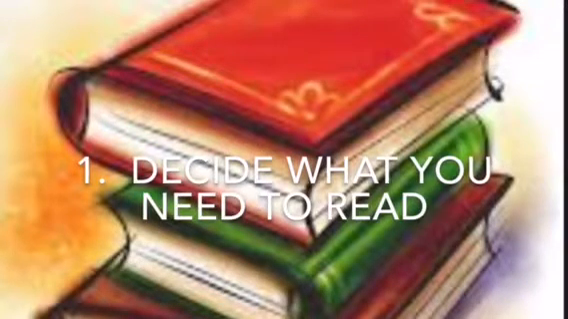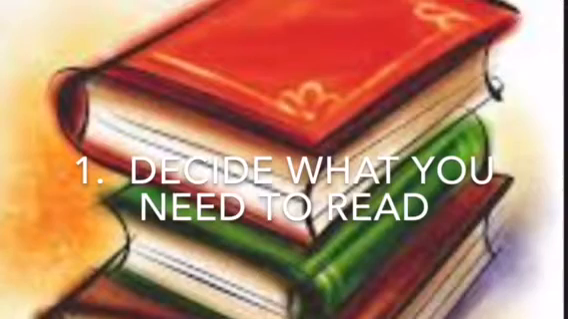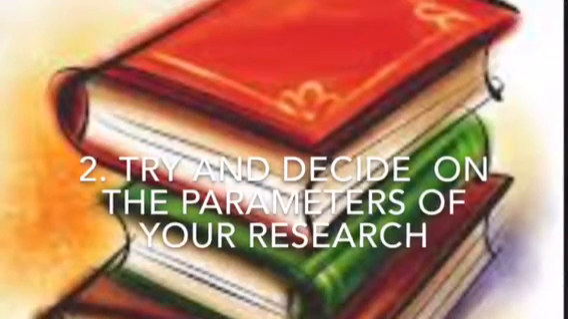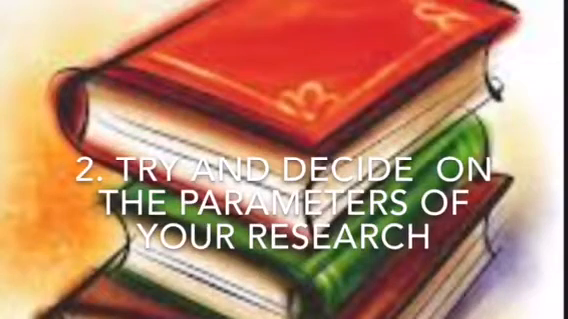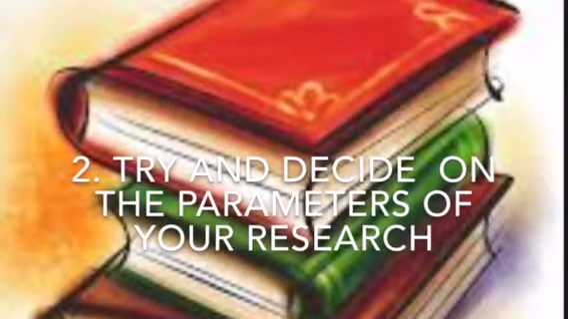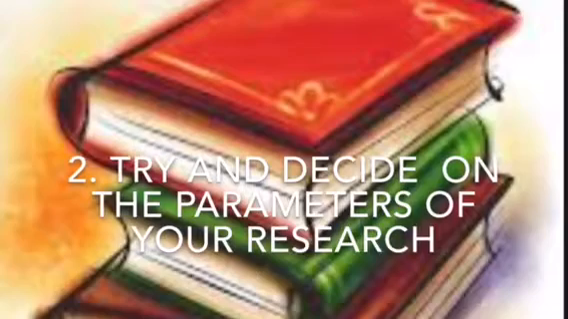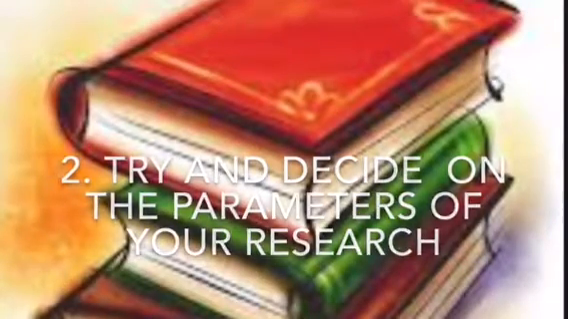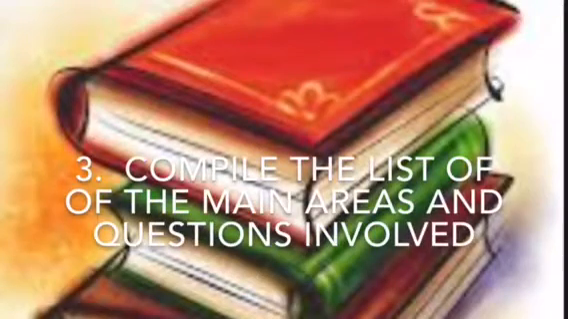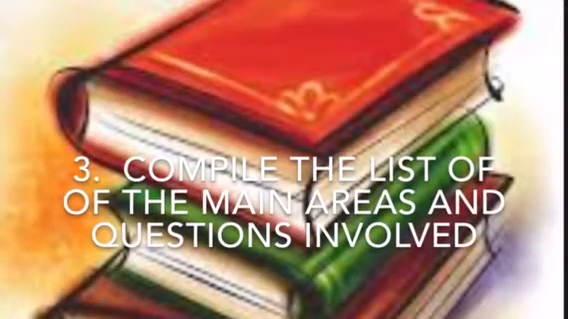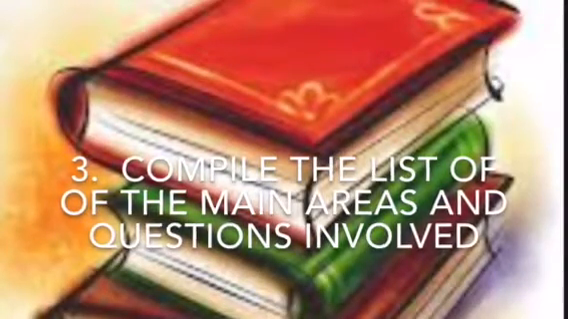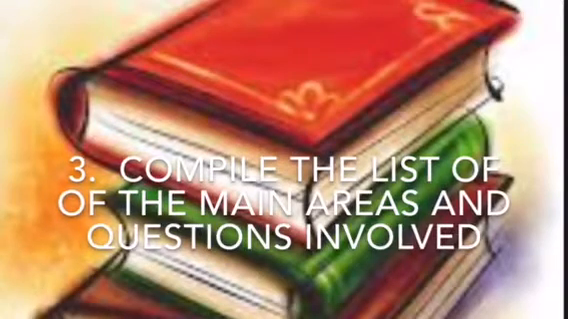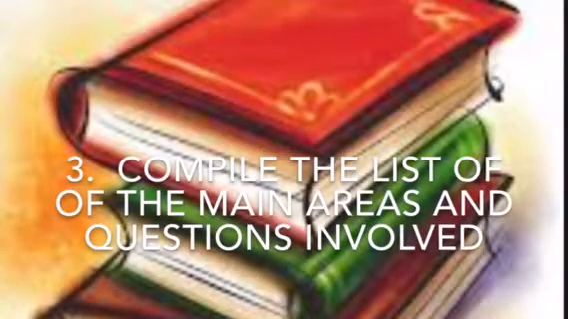It is important, therefore, to try and decide on the parameters of your research. What exactly are your objectives and what do you need to find out? In your review, are you looking at issues of theory, methodology, policy, quantitative research, or what? Before you start reading, it may be useful to compile a list of main areas and questions involved and then read with the purpose of finding out about answering these.